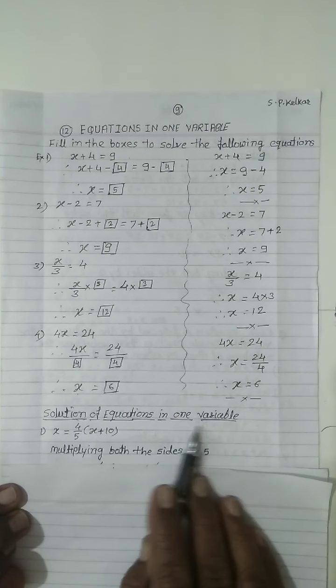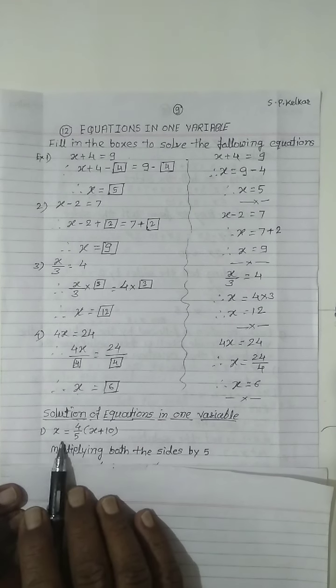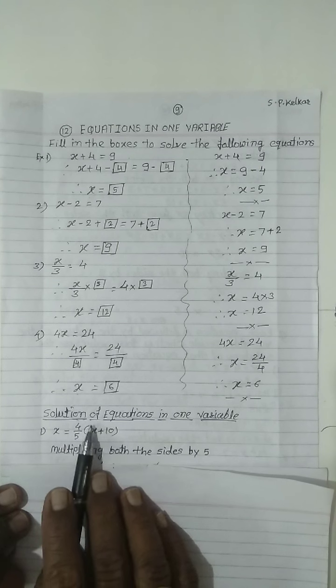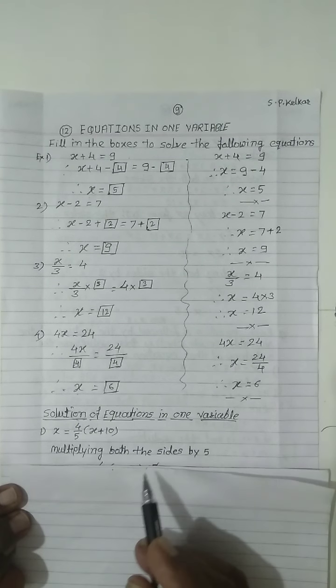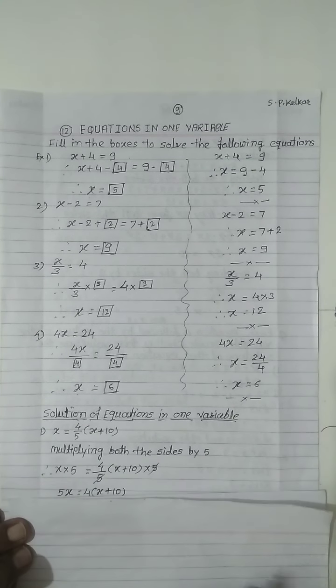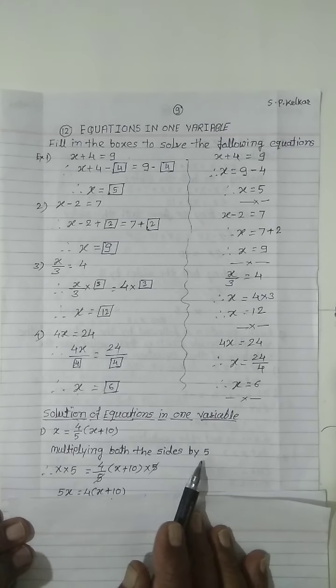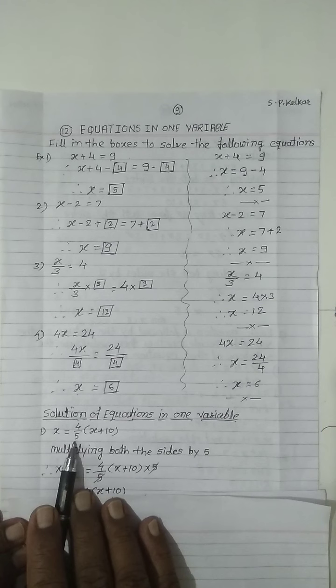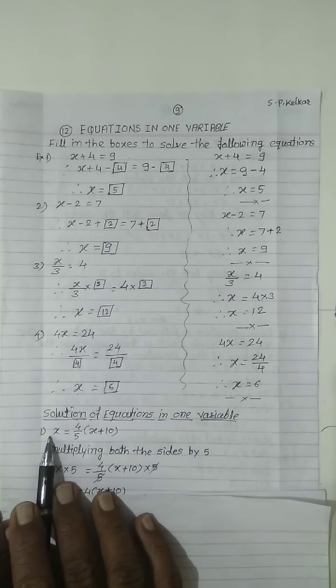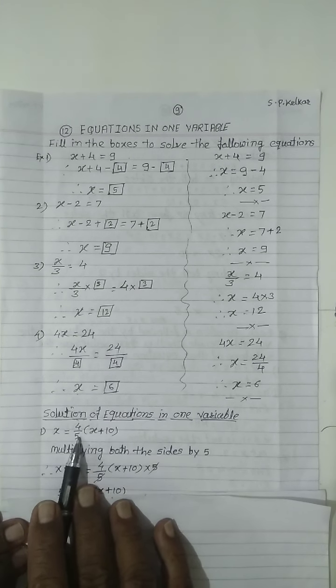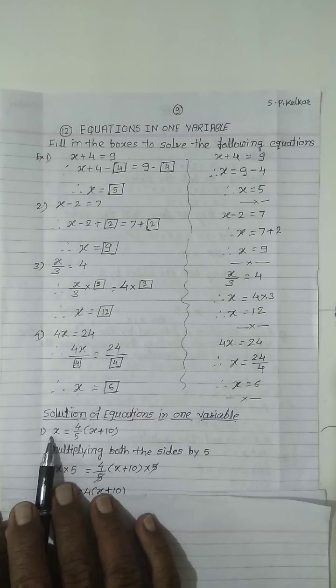Solution of the equation in one variable. See the example. x equal to 4 by 5 in bracket x plus 10. Solve this equation. See, multiply both sides by 5. We want to cancel this 5, so we multiply the left side. See, there is the equal sign. This is the left side and this is the right side. So multiply both sides by 5.